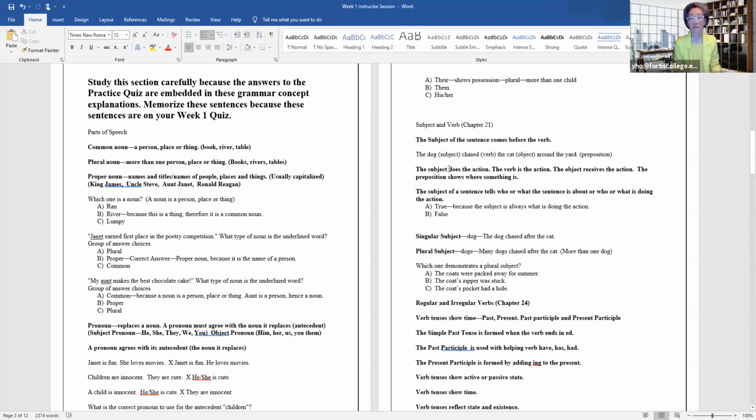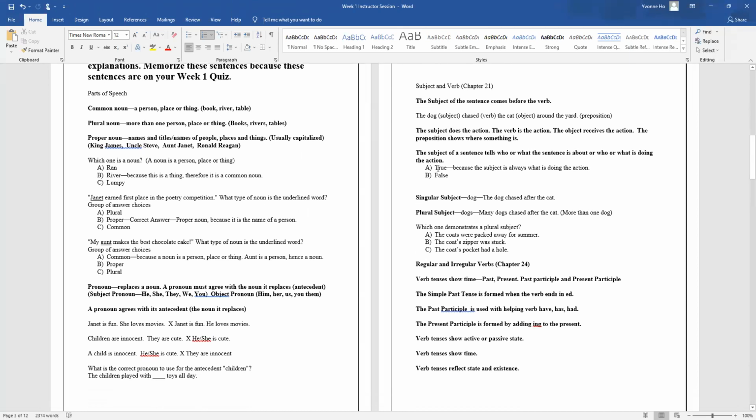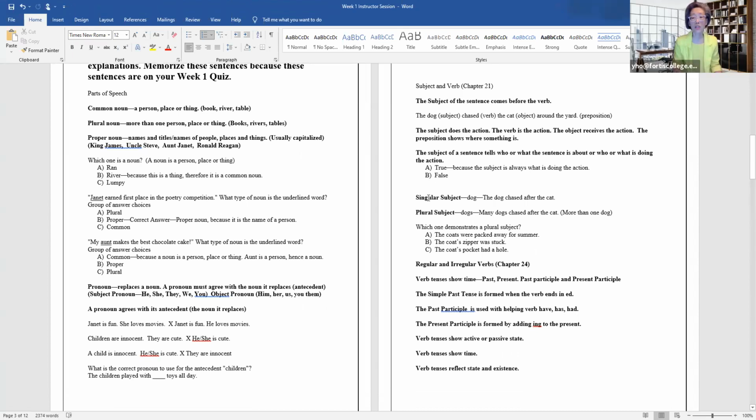So if you have the dog chased the cat, the dog, the subject, is always the one chasing after the cat, doing the action. So here you have true. A singular subject means you just have one subject. A plural subject means you have two subjects. That's the same thing as the compound subject that we just did.